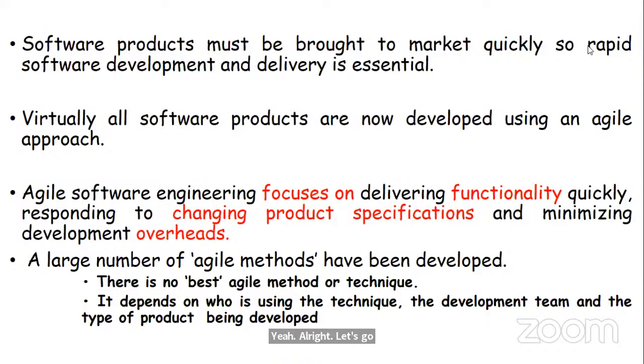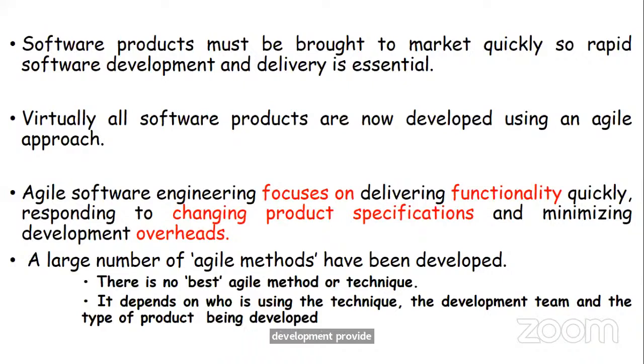Where was I? So virtually all software products are now developed using an agile approach. So what is this agile approach? Agile software engineering focuses on delivering functionality quickly. That is the whole essence of the agile process. It also responds to changing product specifications and minimizes development overhead.